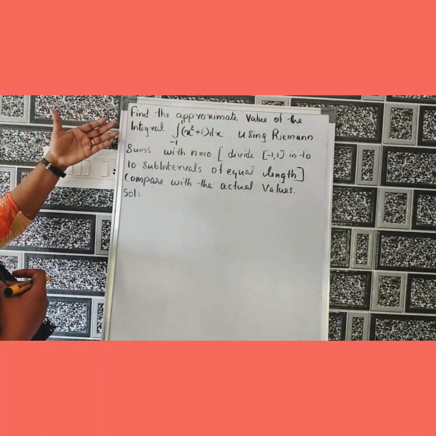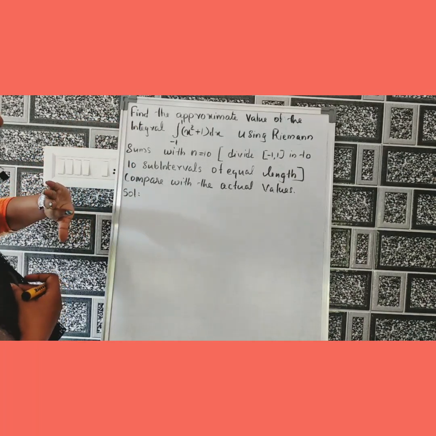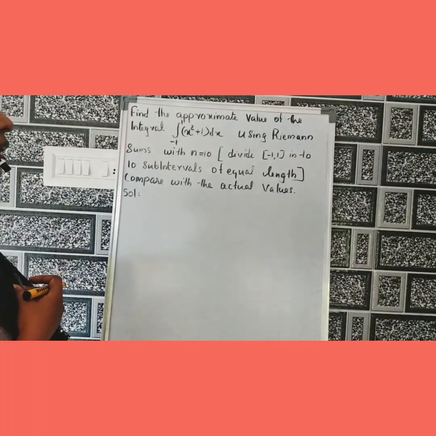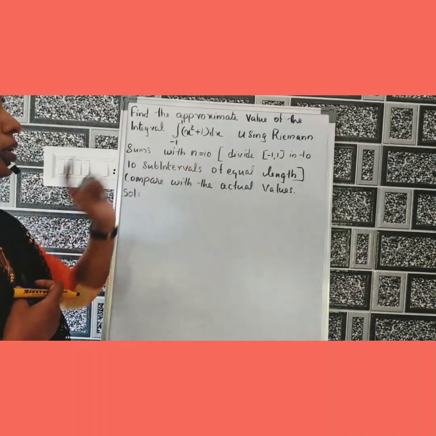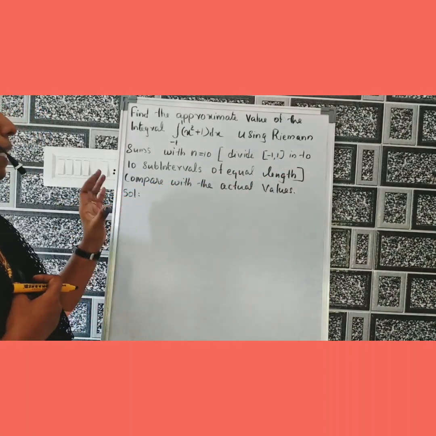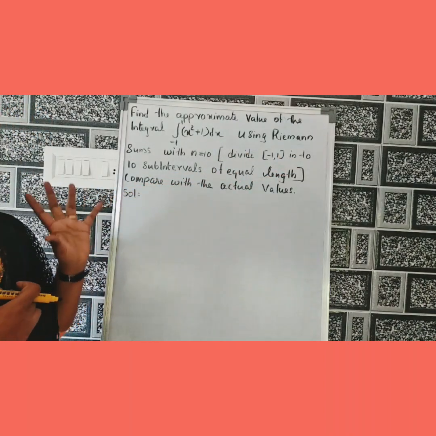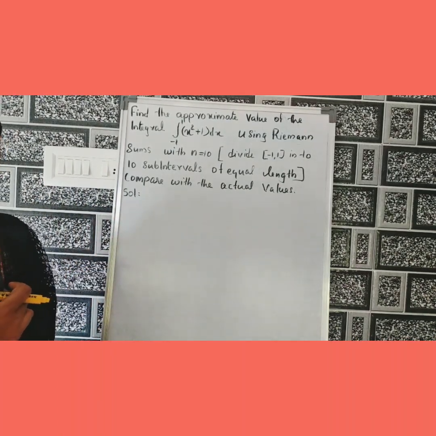Here the problem consists of two parts. First one is find the approximate value of the integral from minus 1 to 1 of x square plus 1 dx using Riemann sum with n equal to 10. That means divide the closed interval minus 1 to 1 into 10 subintervals of equal length. Second part is compare with the actual value.